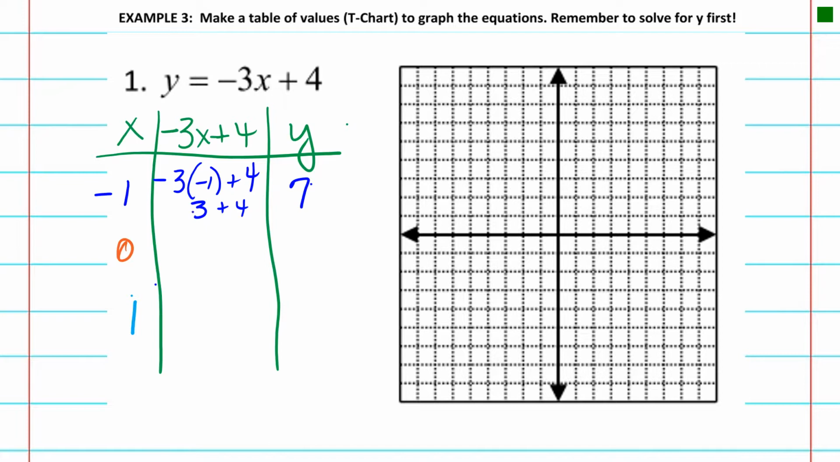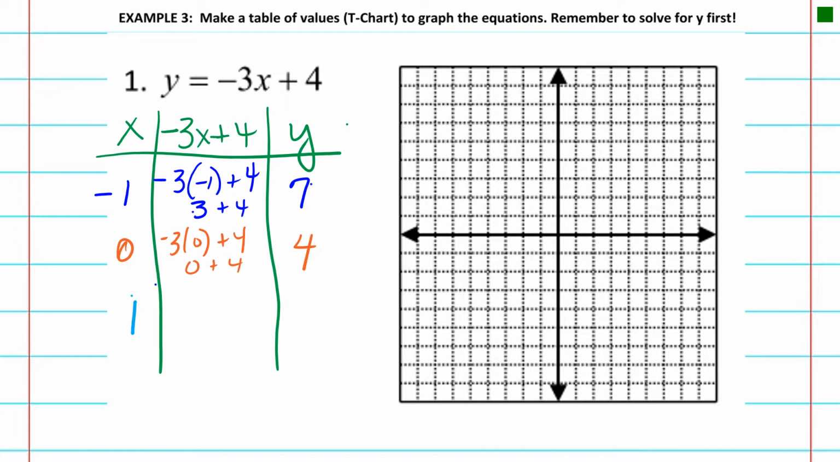So I have, whoops, supposed to be orange. So I have negative 3 times 0 plus 4. Well, anything times 0 is 0. So I have 0 plus 4, which is just 4. So my ordered pair there is 0, 4.